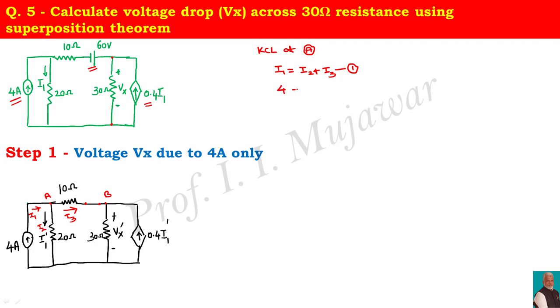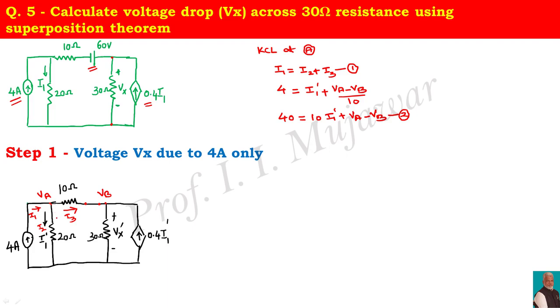I1 is 4, that is equal to, now your I2 is this current, that is nothing but I1 dash, plus I3 is current flowing through 10. So you have say this point is at potential VA, this point is at potential VB. So you have VA minus VB by 10. So if you solve this one, if you take the LCM as 10, so it is 40 is equal to 10 I1 dash plus VA minus VB. Let this be equation number 2.